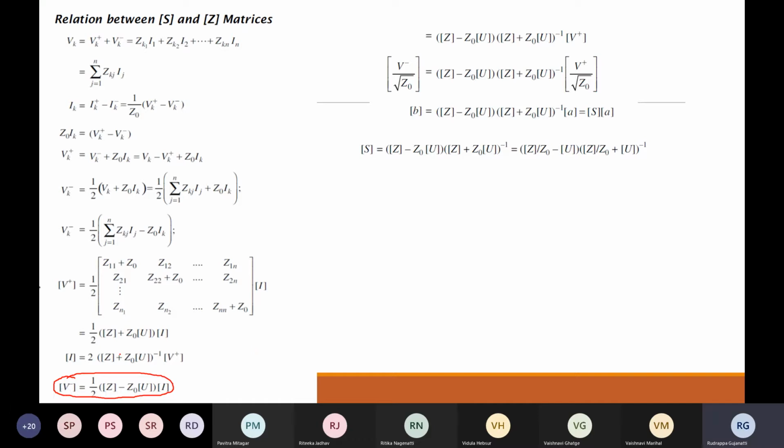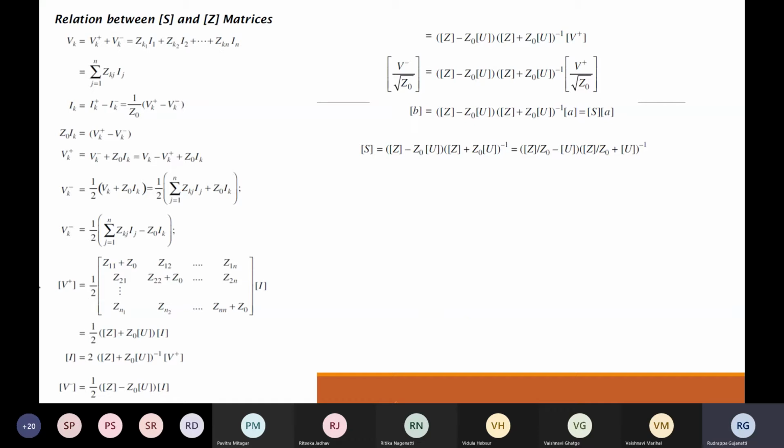So in which, if you just look at the symmetry, what will be the change? It will be Z minus. So this part will be the change. It will be minus unitary matrix multiplied with Z0. So that is what you will be getting.